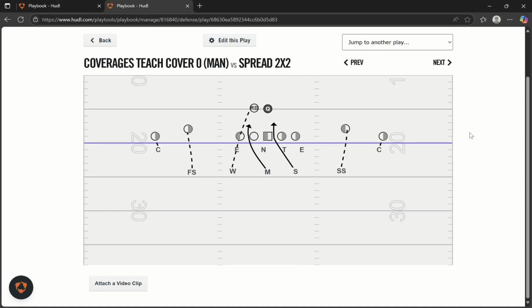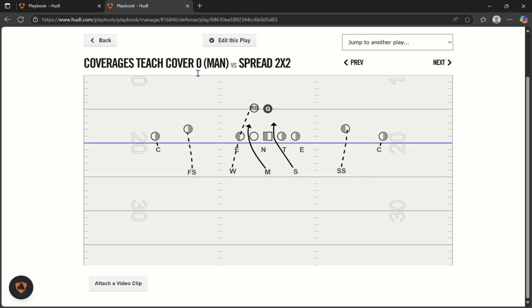So the first coverage we've got here, guys, is cover 0, or straight man. Coaches will call different blitzes. This is not the only blitz you can run out of this, obviously, but if you look, all of the coverage defenders are in man coverage. Every potential ball carrier for the offense, the running back, the two receivers on this side, the two receivers on that side, they're all covered man to man by a defender, and there is no safety back deep. So that's why we call this cover 0.